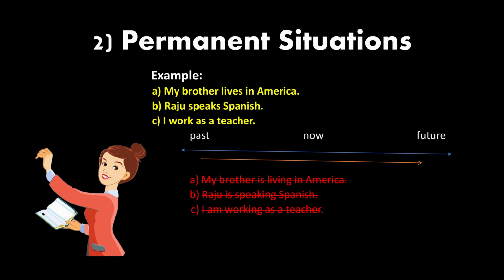And talking about myself, I can say I work as a teacher. It is wrong to say I am working as a teacher. If I say that I am working as a teacher, then it means my job is temporary, maybe just for a couple of months or so. But my job is a long-term job, so I use the present simple tense.